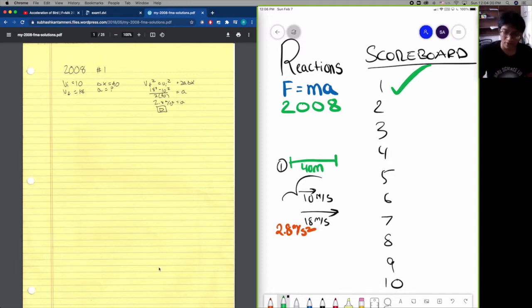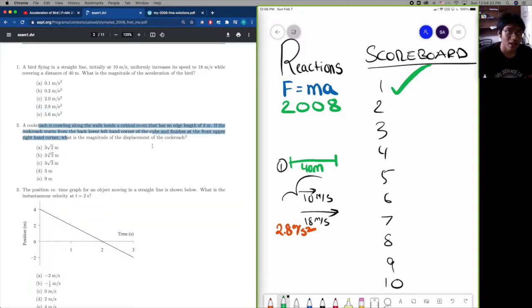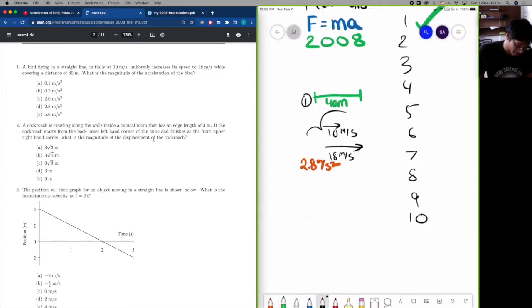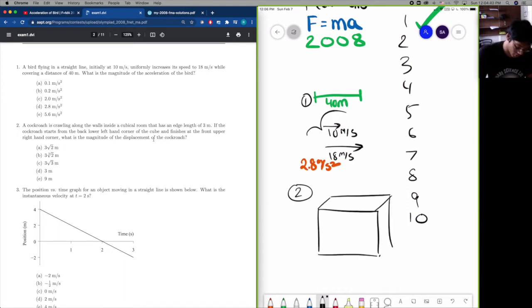Alright, so next question. Next question is a roach. A roach is traveling along the walls of a cube. So you've got a cube like this, and there's a roach that's traveling from the bottom left corner of the cube to the upper right corner. So the bottom left corner is going to be this, the upper right corner is this. That's the max distance, and we got to find out what the length of this path is. So I got 3√3 if I remember correctly, because each of the sides of the cube was 3.